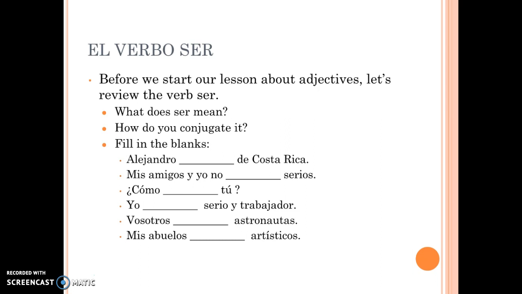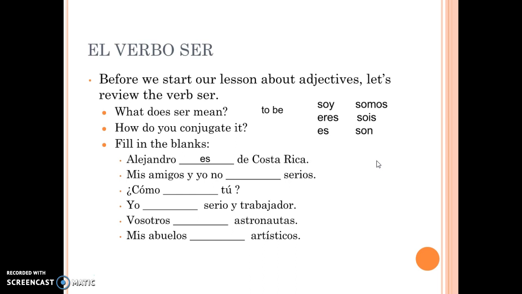Right, first off, what does the verb ser mean? It means to be. How do you conjugate it? I want you guys to think about it for a minute. Right, our forms are here: soy, eres, es, somos, sois, and son. Right, what you guys are going to do now is you're going to fill in the blanks. You can pause the video if you need to, and I will show you guys what the answers are.